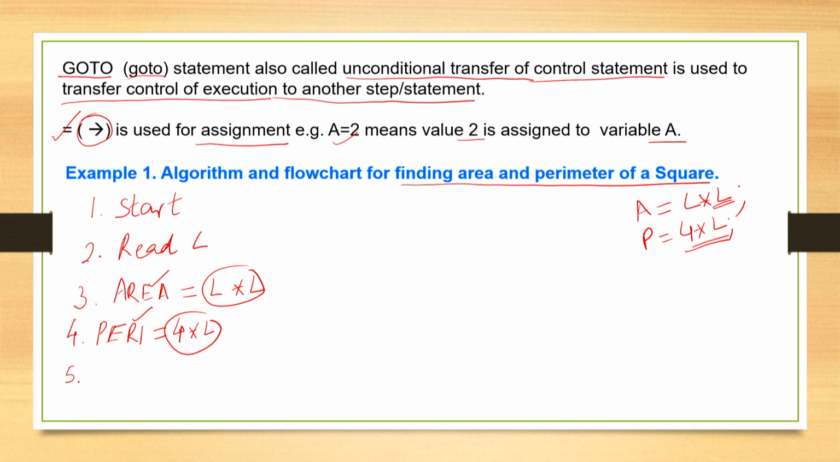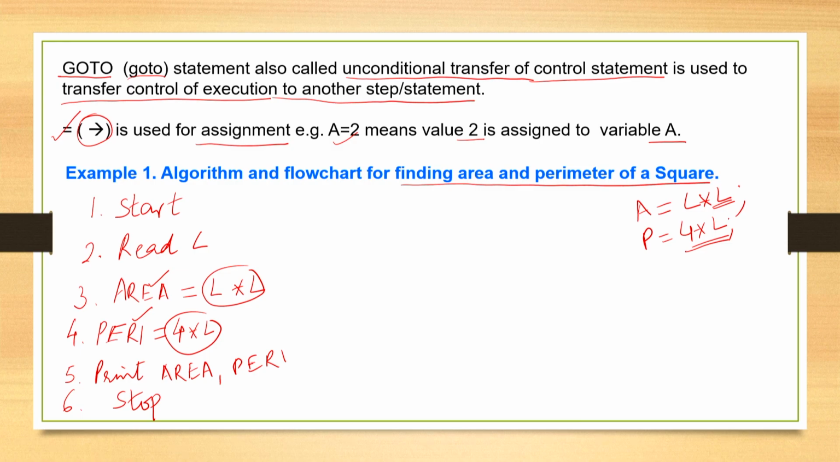So finally what we have to do? We have to print the area and the perimeter. This is the output that we want to have. And after that, stop. So this is the algorithm for finding the area and perimeter of a square.